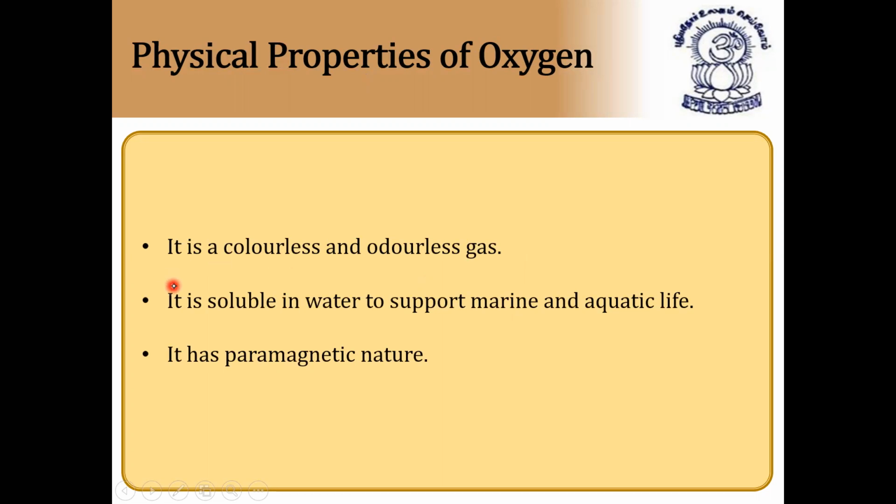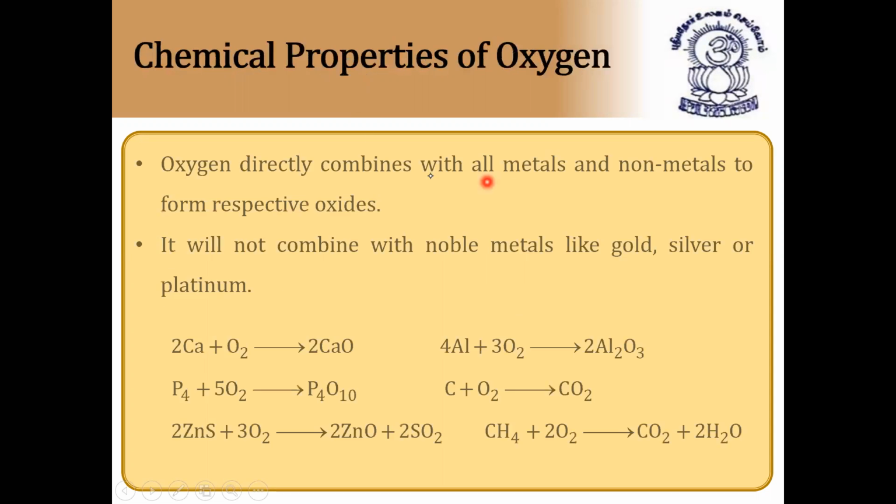Now, physical properties of dioxygen. It is a colorless and odorless gas. It is slightly soluble in water, which supports marine and aquatic life, and it is paramagnetic in nature. Already you know the oxygen molecule is paramagnetic in nature. Next, chemical properties of dioxygen.